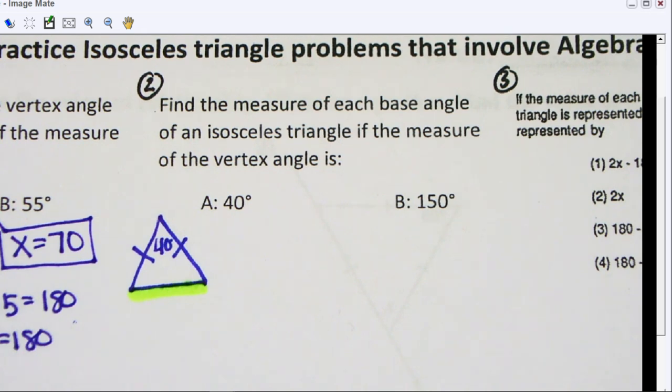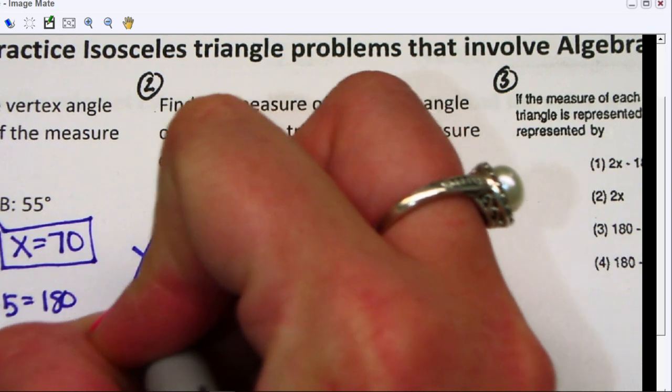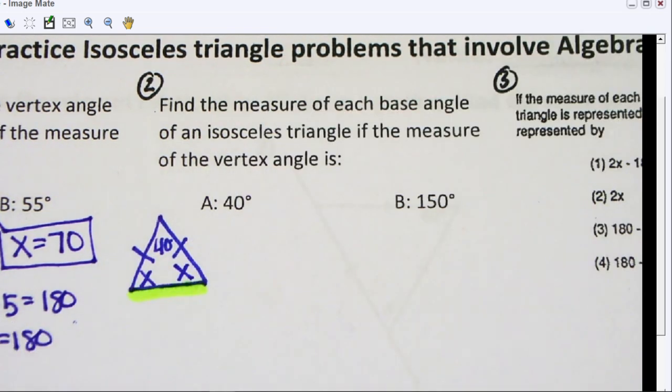What should I put in the base angle spots? X. Good job. Because I don't know what they are, but I know that they have to be the same. So I'm going to put X in each of those spots because whatever X is, both of those have to equal. So we're building an equation, and this is where vocabulary is really important. If I don't know what a vertex angle is, I don't know how many times to write it.